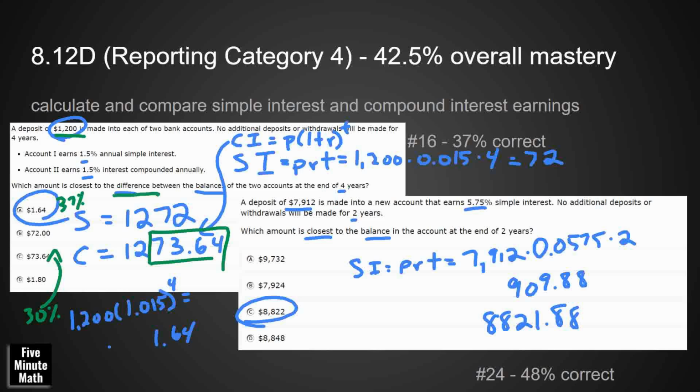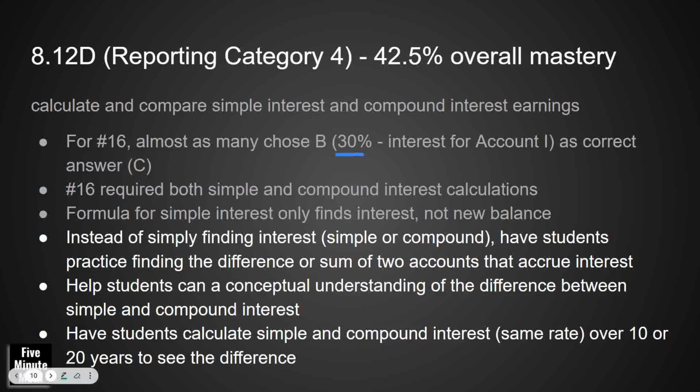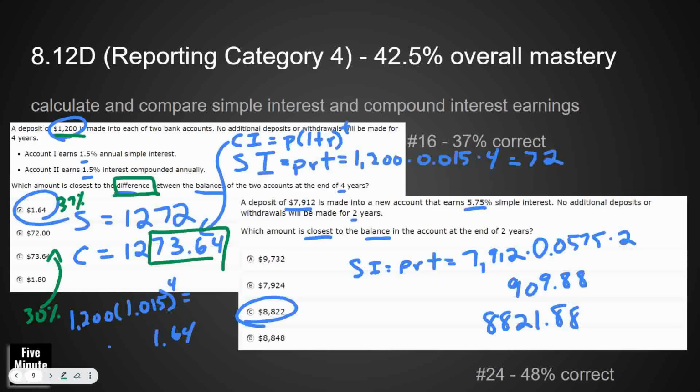The question is looking for the difference. So they did all that work. They calculated that 7364. They didn't subtract the 2. That was a good chunk of students that missed it, not because of calculation error, but because of a reading error. And for number 16, we kind of went back and forth between simple and compound. Obviously, the other problem, number 24, it was just a simple interest, so we didn't confuse the two.